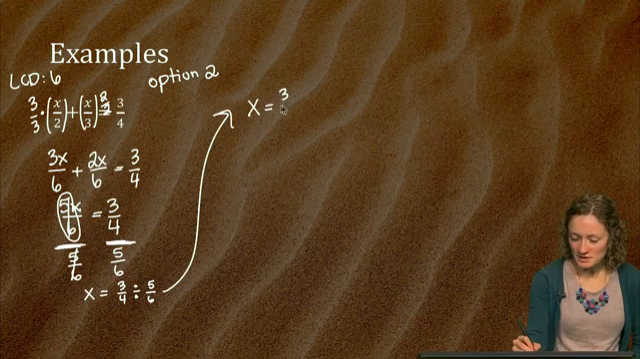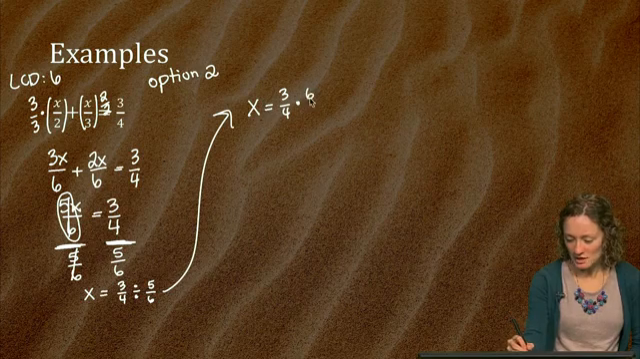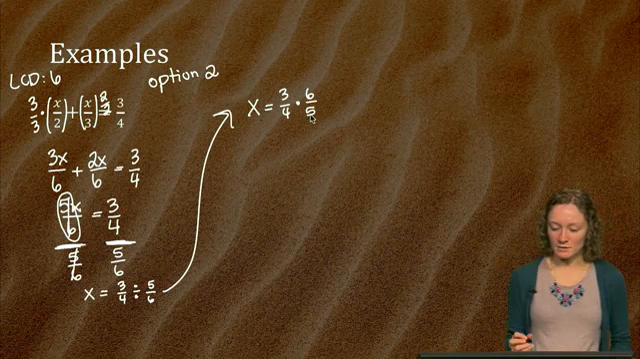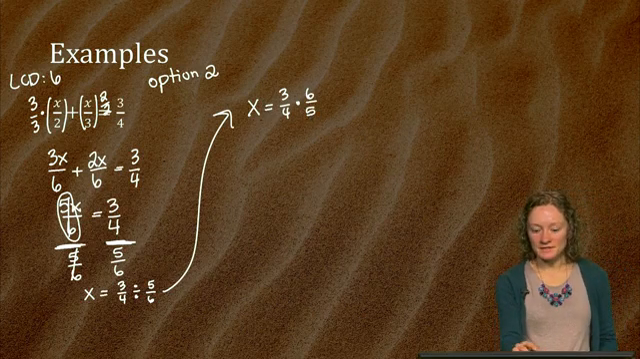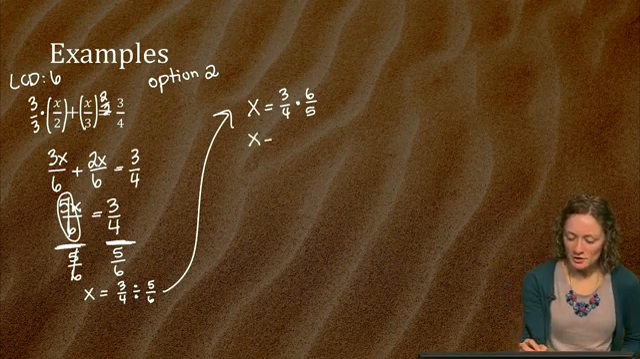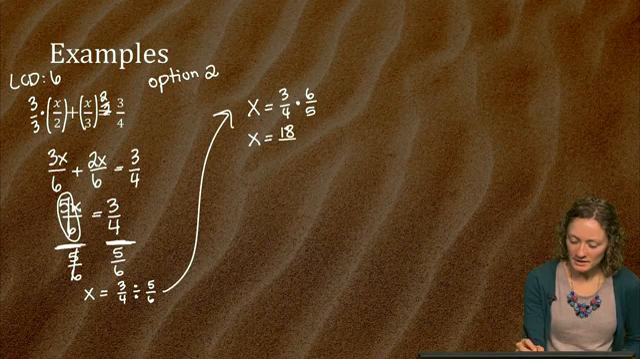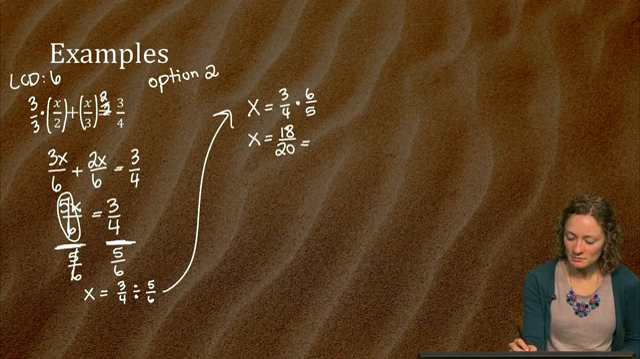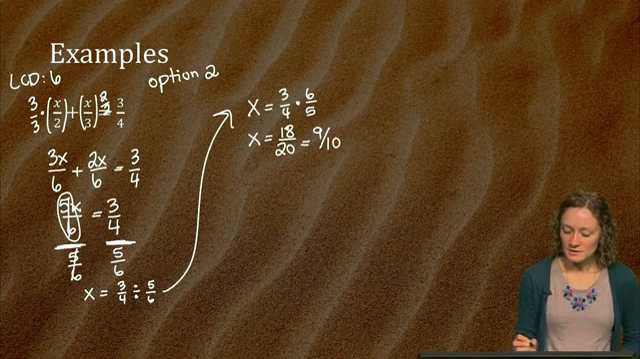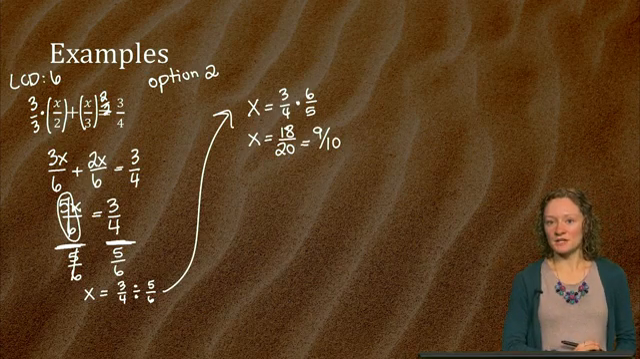Keep the first fraction the same, change to multiplication, flip the second one upside down. And then simplify from here. Multiply straight across, cross cancel, whatever you want to do. Multiplying gives us 18/20, which simplifies to 9/10, which is what we got doing it the other way.